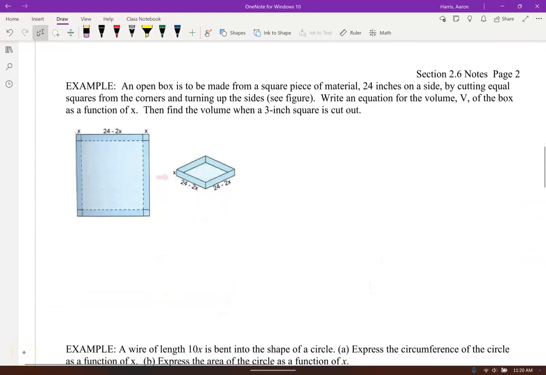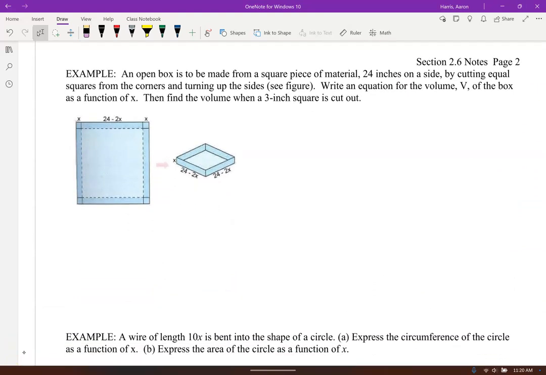Third example here, we've got an open box. This is to be made from a square of material that's 24 inches on a side. By cutting equal squares from the corners and turning the sides up, write an equation for the volume of the box. So write an equation of the volume of the box. Well, if you remember, volume is length times width times height.